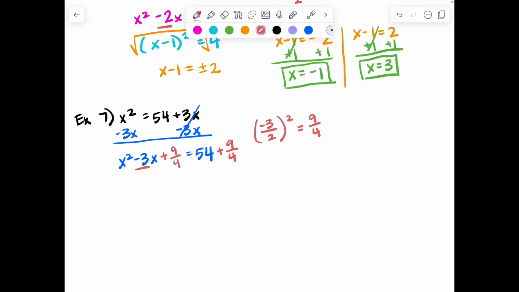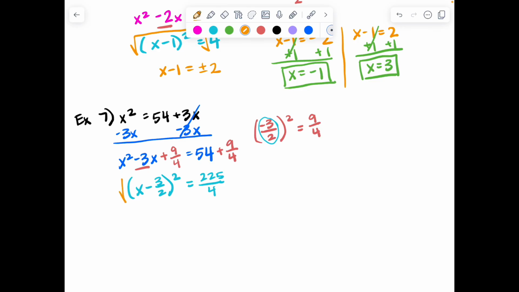So remember that when you're factoring out, you're just using this number here. Okay, so x minus 3 over 2 squared equals, and you can use a calculator if you want to for this part, 54 plus 9 over 4, or if you know how to convert it so that the 54 turns into an improper fraction, you can do that. So this is going to be 225 over 4.